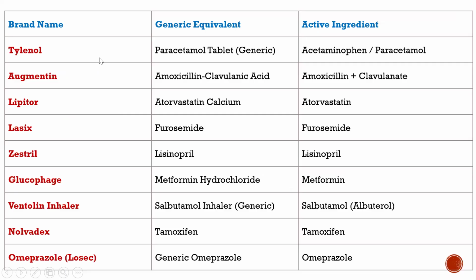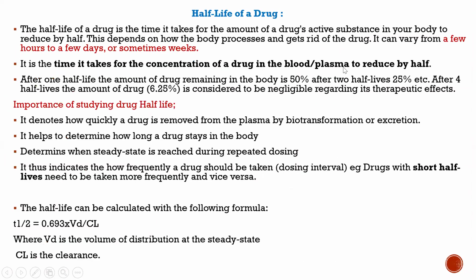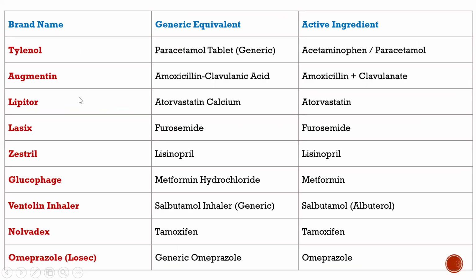So these are some drugs that are said to be bioequivalent. We have Tylenol, which is a brand name, and then the generic name, paracetamol tablet. The active ingredient found in these two bioequivalent drugs is acetaminophen, or paracetamol. All right, so these are different drugs that are bioequivalent and some of the active ingredients found in them.